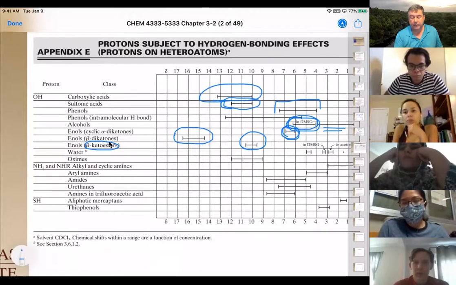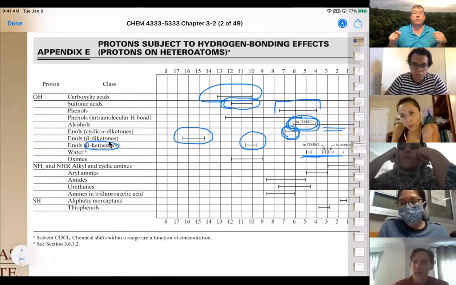Water, on the other hand, moves around quite a bit. In fact, water is very solvent dependent. And I have a whole other page on where water shows up in different solvents.